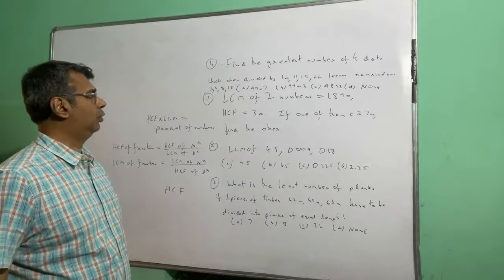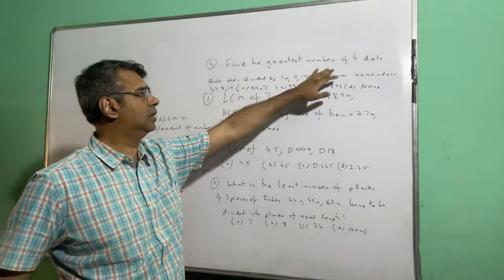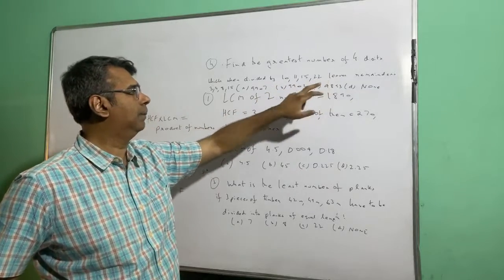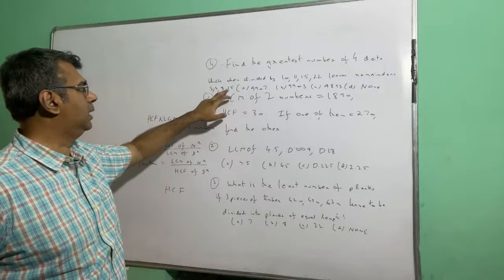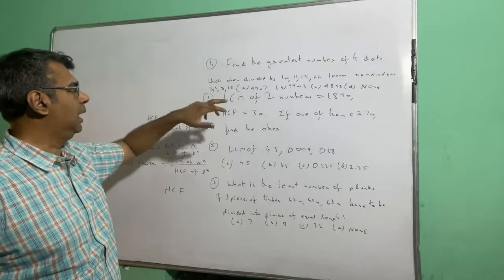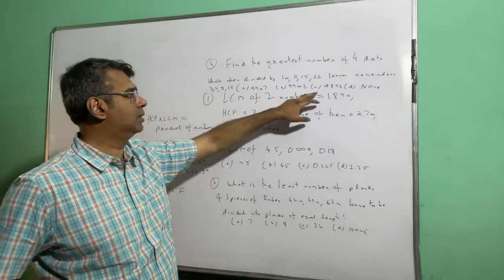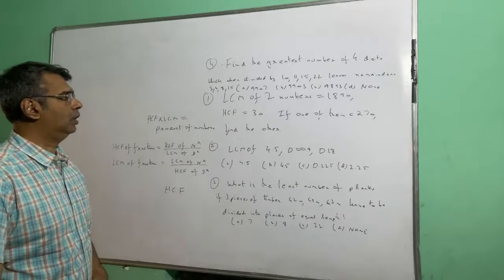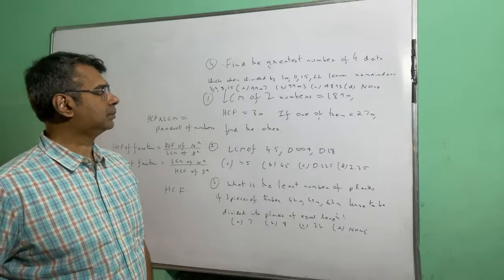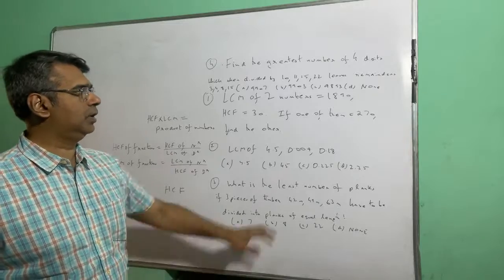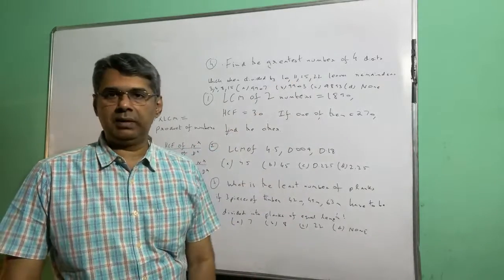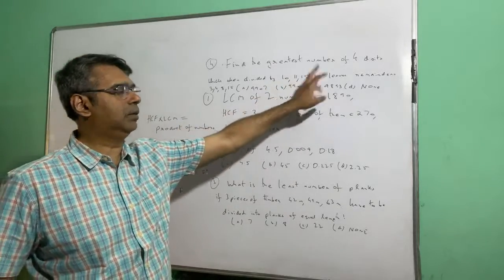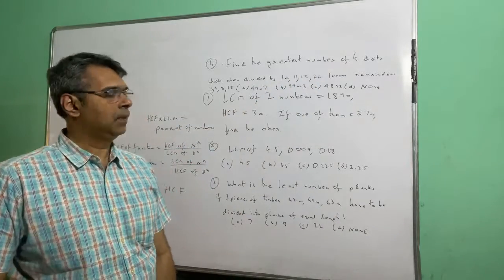Question number 4. Find the greatest number of 4 digits which when divided by 10, 11, 15 and 22 leaves remainders 3, 4, 8 and 15. The options are 9907, 9903, 9893 and none of these. So what you will have to do in this sum is that first you have to find the LCM of 10, 11, 15 and 22.